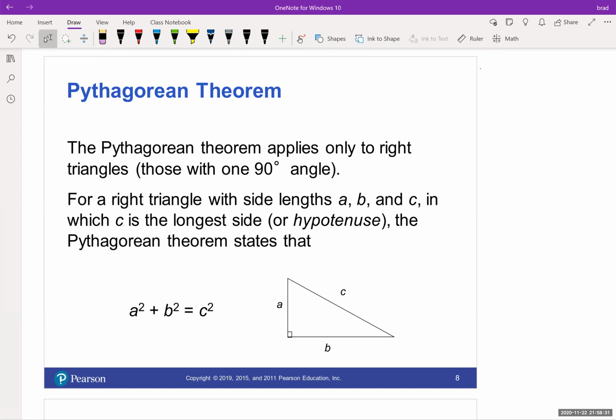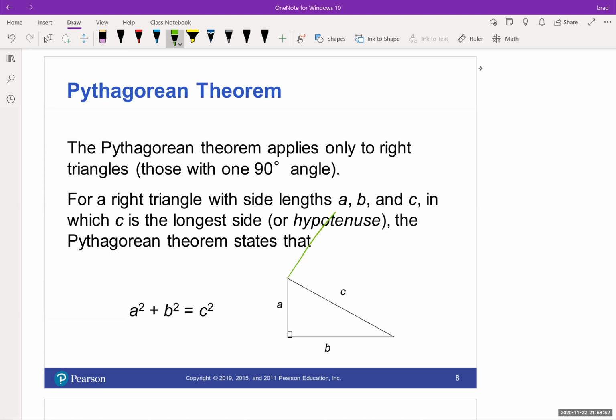So the Pythagorean theorem applies only to right triangles. Remember we talked about right triangles have this little box in the bottom to tell us that it has a 90-degree angle. So it says for right triangles with side lengths A, B, and C, in which C is the longest side, we call it the hypotenuse, the Pythagorean theorem states that A squared plus B squared equals C squared. Now, it has something to do with this.